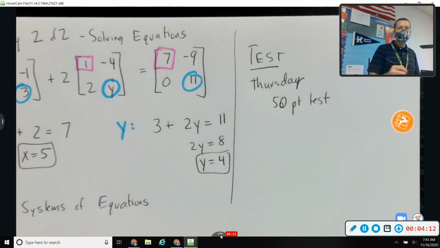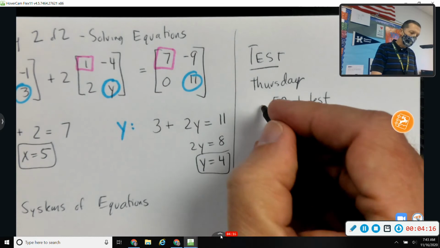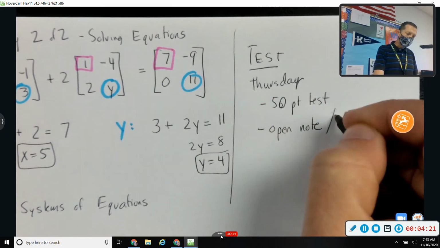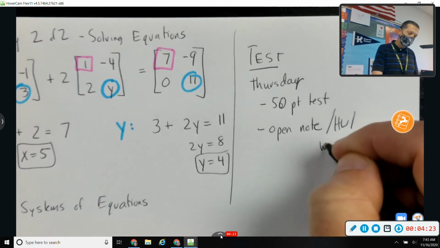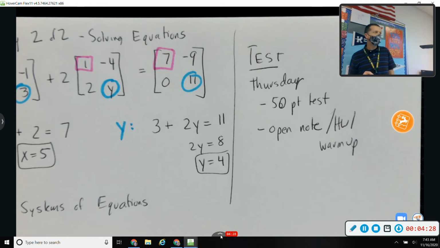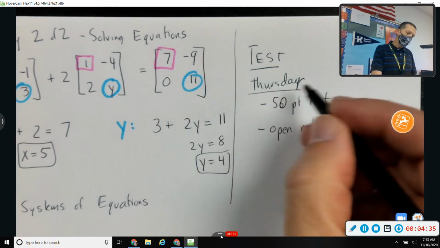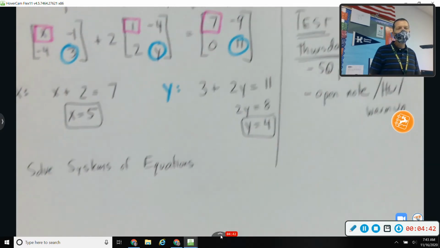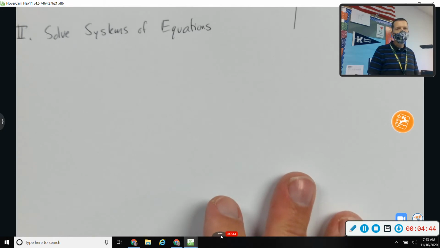So that's the bad news, because you'd rather it be a 100-point test, because it's probably not going to be difficult. The good news is it is open note, and open homework, and open warm-up, and whatever you got. Well, I shouldn't say whatever you got. The usual rules, no phones, no Google, no friends, but whatever you've taken notes on, you can use. So a little bit of clarification there for the Thursday test. Bad news, good news, I guess. Still mostly good news. Number 2.